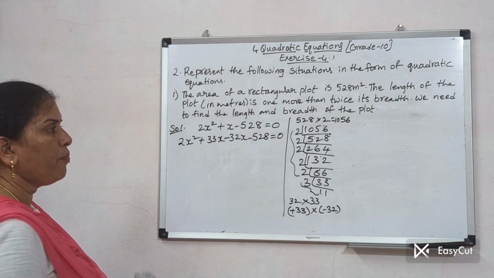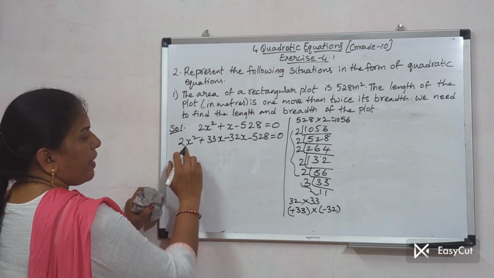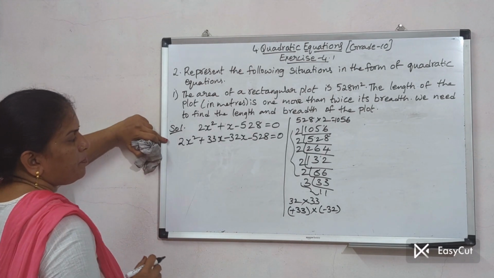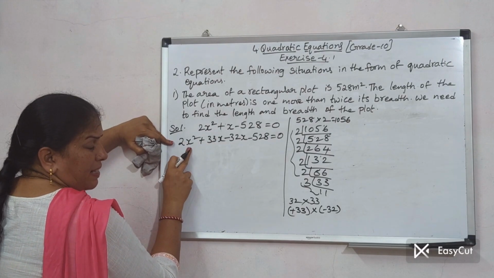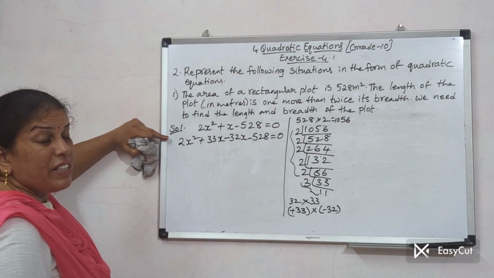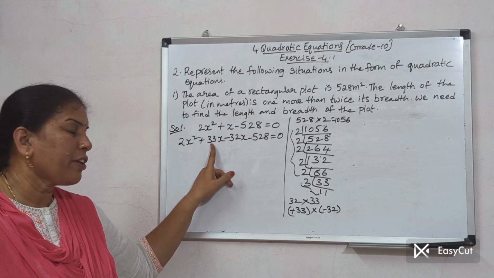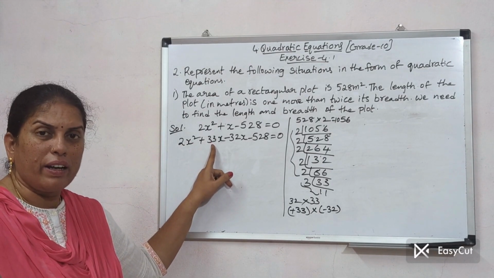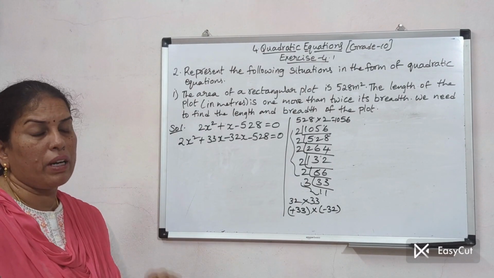All of you understood, ma'am? Now, take common. See here, if I take common also, what will happen? We can't take any common number. X we can take. Here x square is there, here x is there. If I take 2 common here, 2 will divide, but 33, does 2 divide 33? No. So we should not take any number out.